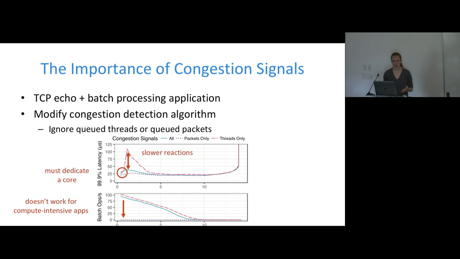So what we can see from this graph is that if we don't consider all of these different congestion signals that I've talked about, we either have to waste cores busy spinning, we achieve poor tail latency, or we just can't support some classes of applications. So it's really important that our congestion detection algorithm considers all of these different signals of congestion. And for workloads that include storage, it's really important that they consider the queuing of storage requests as well.